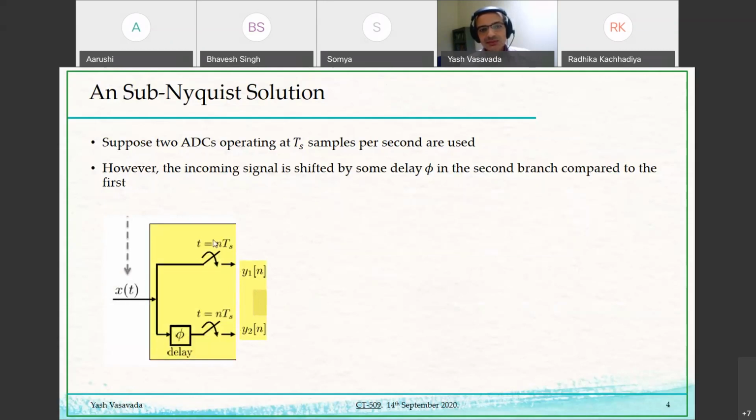So here are the 2 samplers. This is my incoming signal. By the way, in the incoming signal, I'm going to assume that there are only 2 signals present. Both are of frequency B hertz. And this is really not a frequency of arrival estimation problem yet. This paper is generally talking about how you can sample at a rate below the Nyquist rate and still recover the original signals. The frequency of arrival problem we will get to later on.